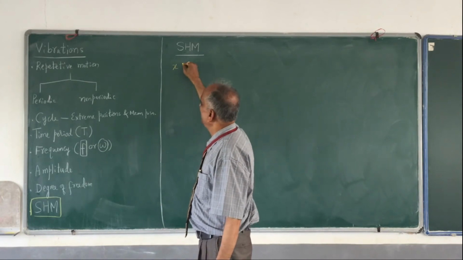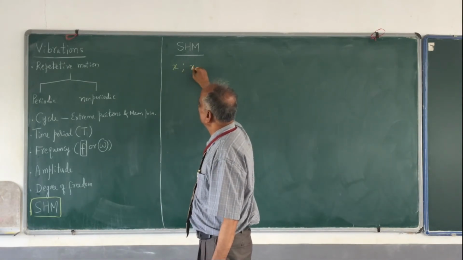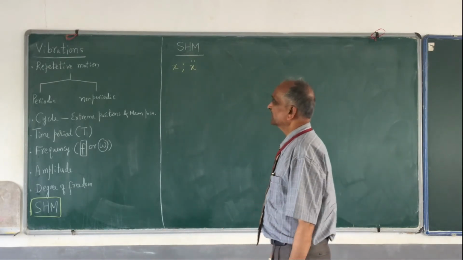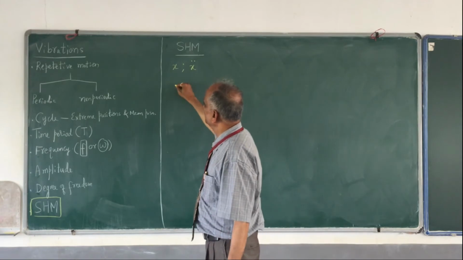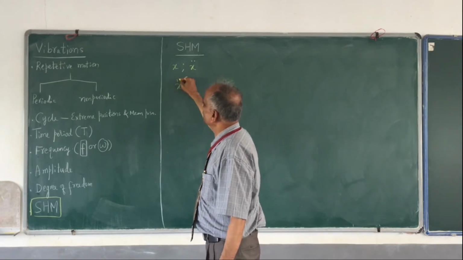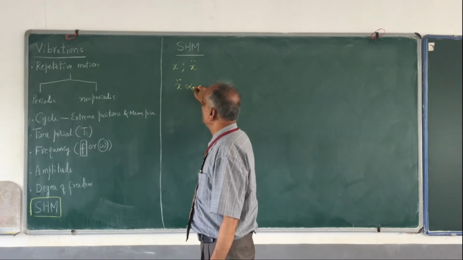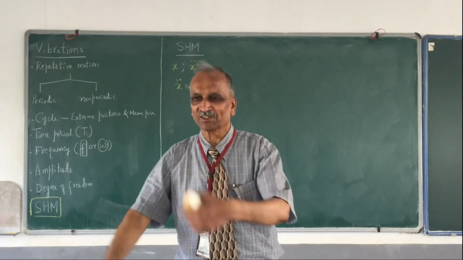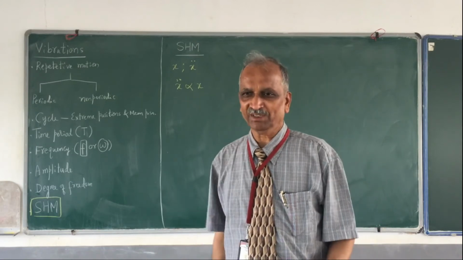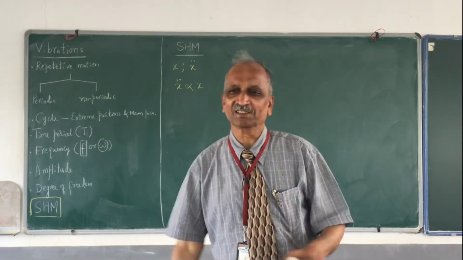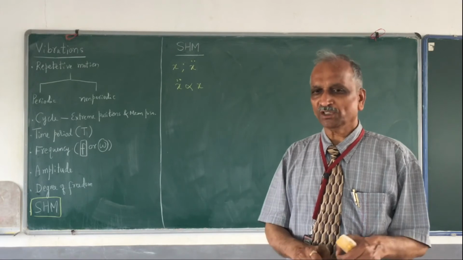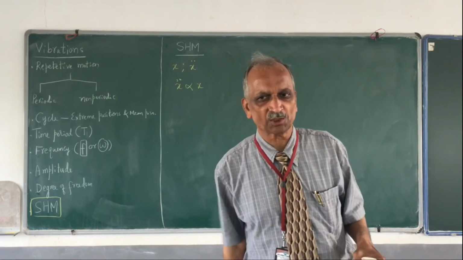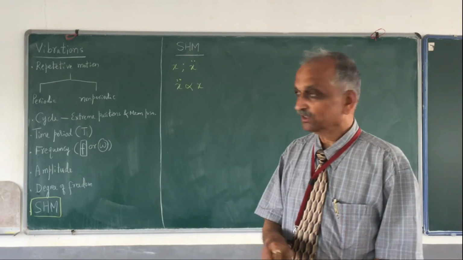Normally x is the displacement. Then what is the acceleration? What is the notation? I shall use x double dot. So x and x double dot, whose acceleration is directly proportional to displacement. Why acceleration? Because acceleration comes later on: first you have displacement, then velocity, and then acceleration. So a motion whose acceleration is directly proportional to the displacement.